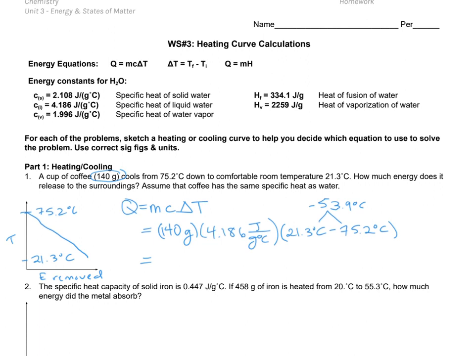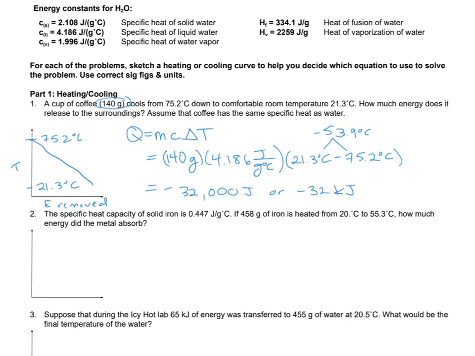And our answer should have 2 sig figs because 140 grams only has 2 sig figs. The 0 is not significant because there's no decimal point. So the answer would be negative 32,000 joules rounded to 2 sig figs. Or if you like, you can change that into kilojoules by dividing by 1,000. So it'd be negative 32 kilojoules, and that is an optional step. Okay, question number 2.